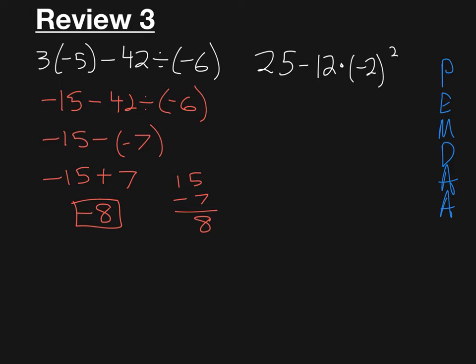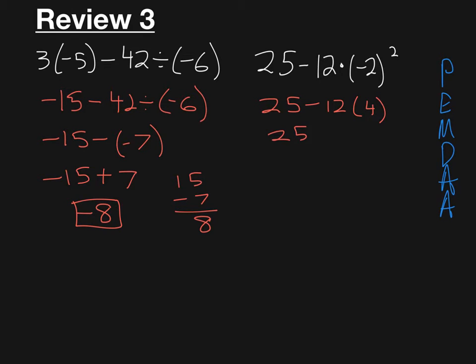Our second example, here we have parentheses again, but once again there's nothing to do inside of them, so we've got to go down to exponents, and I do have an exponent right here. -2 to the second power, that means -2 times -2. Remember, negative times a negative when we're multiplying is going to be a positive. So that's going to give me 25 minus 12 times 4. -2 times -2 is 4. 12 times 4 is 48.